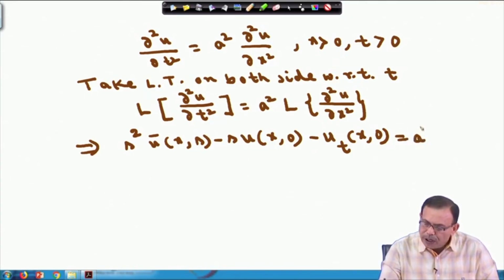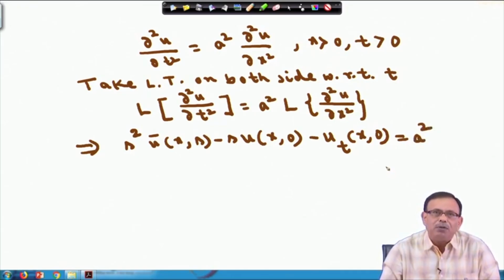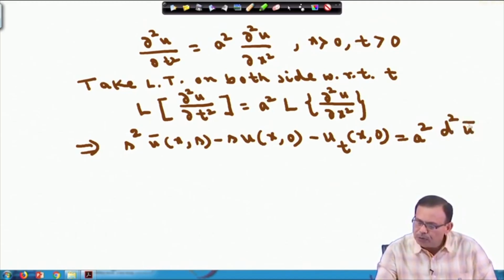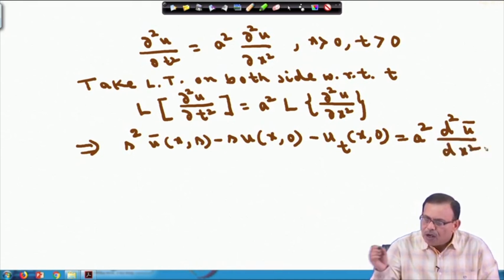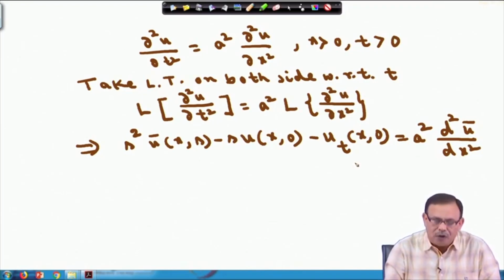This is equal to s² into the Laplace transform of ∂²u/∂x², where you have taken the Laplace transform with respect to t only, not with respect to x, and in that case this will be simply d²ū/dx². So, the variable with respect to which you are taking the Laplace transform, for that the Laplace transform of the second order derivative will come as s² ū − s u(x,0) − u_t(x,0) = s² d²ū/dx² on this side, because you are not taking the Laplace transform with respect to x.